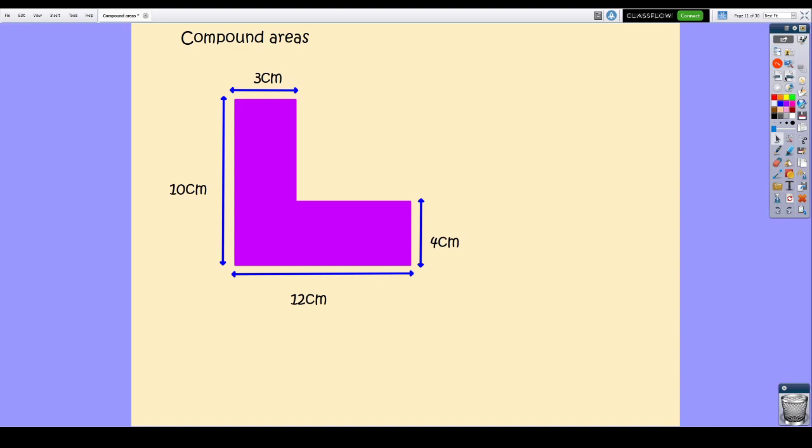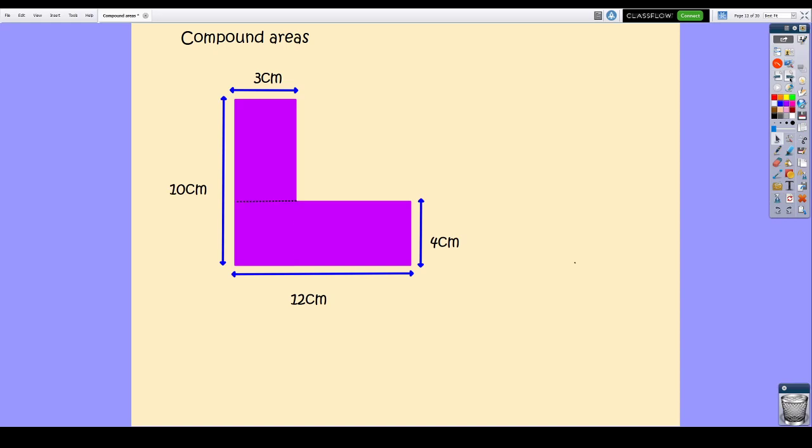Now, how you split the shape up into 2 rectangles is entirely up to you. So we could split it up with a line straight downwards. We've got 2 rectangles there. So if you wanted the area of this shape, work out the area of those 2 rectangles separately and add them together at the end to get your final area.